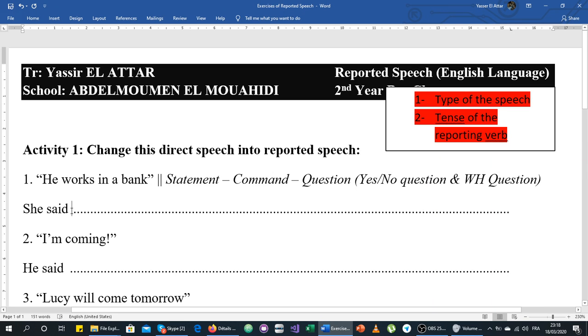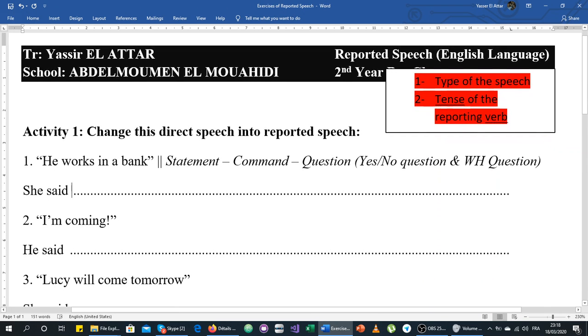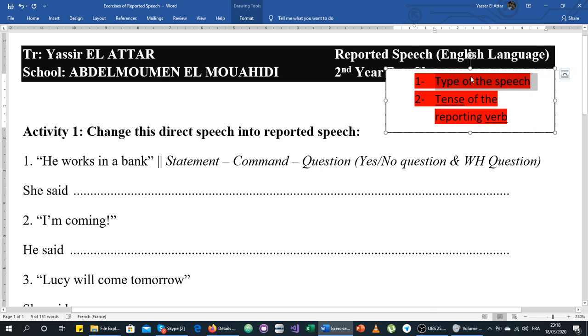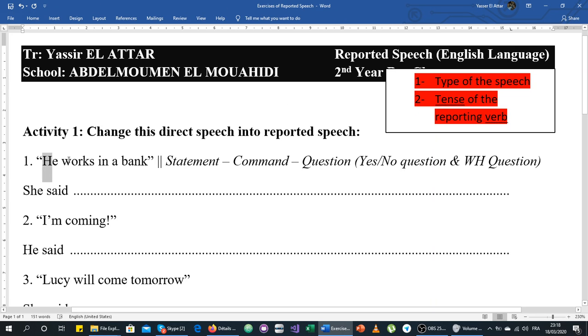As a review, when we go to the exercise, the first thing we check is the type of the speech. Here we have the speech: he works in a bank. Is this a statement, a command or a question? It is a statement because it gives us information that the guy works in a bank. So when we have a statement, we add that. So: she said that he. He doesn't change, it stays he.